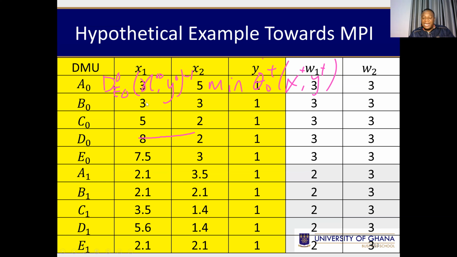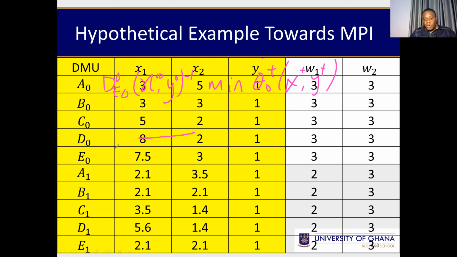They are going to be on the left-hand side. Then the constraint for the input X2 on the left-hand side is going to be 5 lambda A0 plus 3 lambda B0 plus 2 lambda C0 plus 2 lambda D0 plus 3 lambda E0. Then you do the output. That will be 1 lambda A0, 1 lambda B0, 1 lambda C0, 1 lambda D0 and 1 lambda E0. So they are going to be on the left-hand side. But the right-hand side is going to be for just the DMU whose efficiency you are assessing. And which DMU is that?